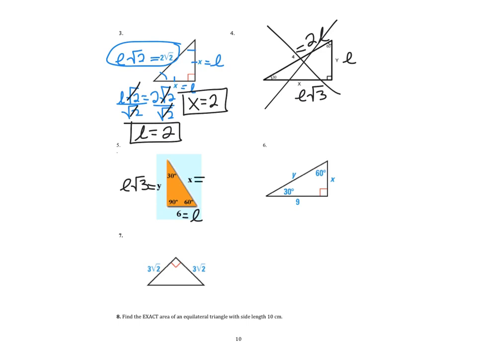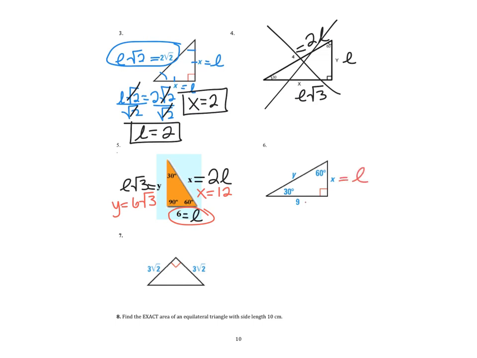The hypotenuse is 2 times the short leg, so 2 times L. So here, L is given to me, so Y is going to equal 6 square roots of 3. X is going to equal 12. All right, number 6. Let's keep going.